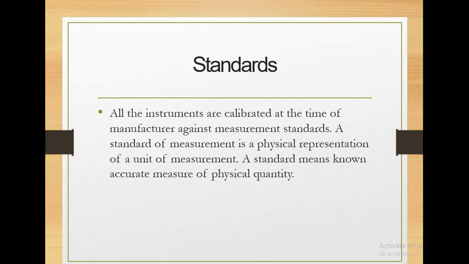At that time you must have one international level standard of 1 kg, so that you can design that weighing machine correctly, and so that it can operate correctly in future whenever you deliver it to the users or customers. That's why all the instruments are calibrated at the time of manufacturing against measuring standards.